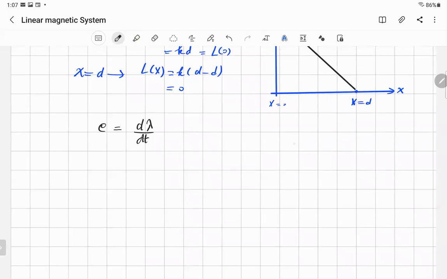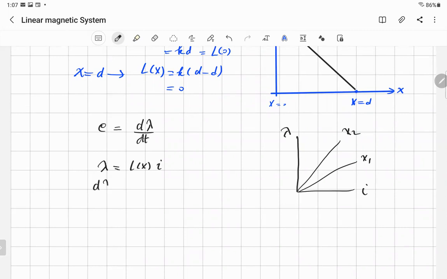Remember, if you have lambda versus I, I will refresh your memory, you can have many lines according to X, for example at X1 and X2. You can have many straight lines according to that displacement or the air gap. So we'll say that lambda is equal to L of X times I, and we want to find the differentiation of lambda with respect to time. I will say the differentiation of the first term, I is constant, and we differentiate dL by dt, right? And then I will let L of X be constant, and the differentiation of di with respect to dt. That's how we find the differentiation of a product.